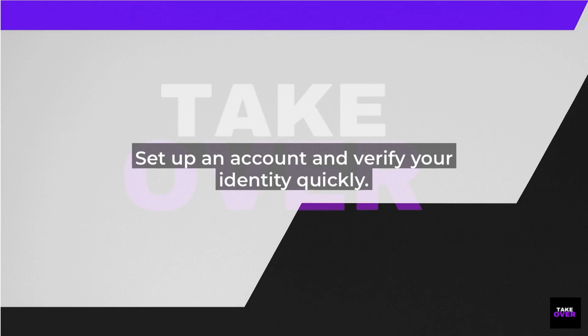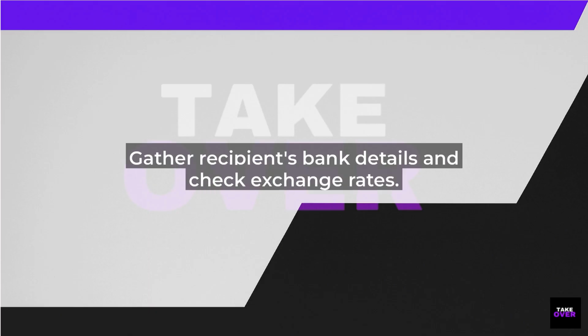Step 1. Set up your account. If you're using an app, download it from your phone's app store and verify your identity. Most services now use quick biometric checks for security. Once you're in, you'll need the recipient's details in Korea, like their bank account number, SWIFT code, and full name. Double-check everything to avoid delays.